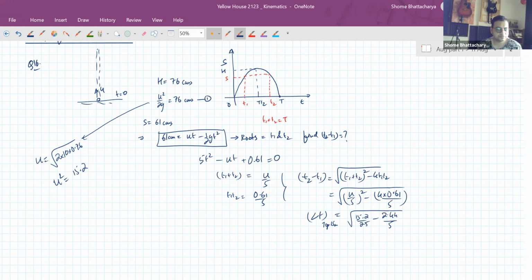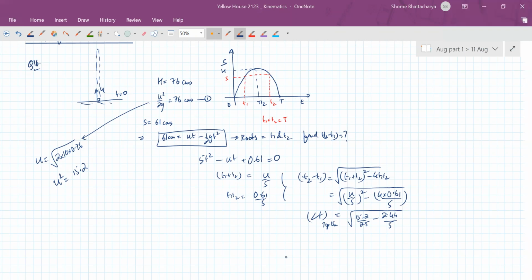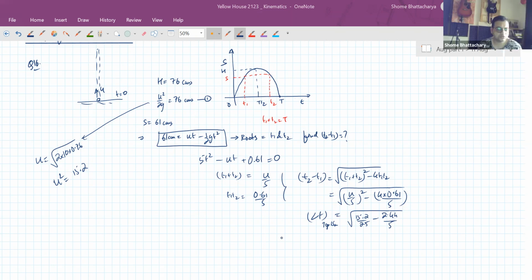Okay, this is clear. Yes, but sir, can you explain the step in which you calculated this difference of the roots? The difference of the roots.